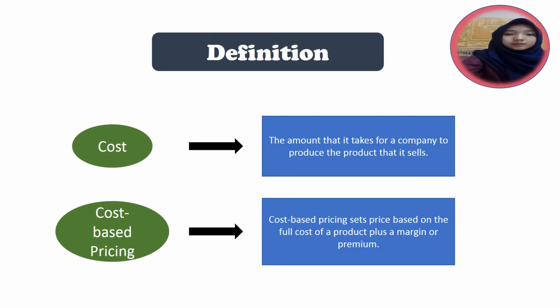So I'm going to explain about the definitions of cost and cost-based pricing. So cost is the amount that it takes for a company to purchase the product it sells. There are two types of costs, which is direct cost and indirect cost. For direct costs, it tends to be a variable cost. For example, direct labor and direct materials. For indirect costs, it is likely to be either fixed or period costs. For example, quality control, insurance, and depreciations.